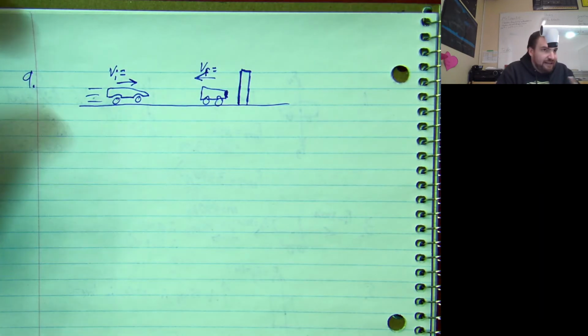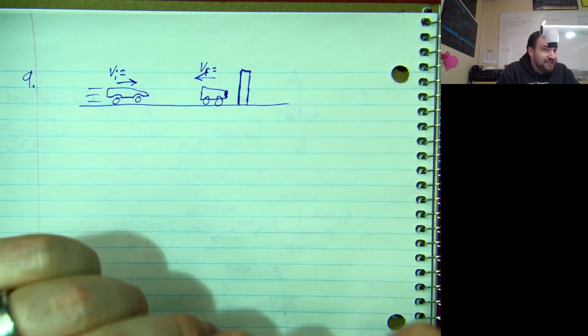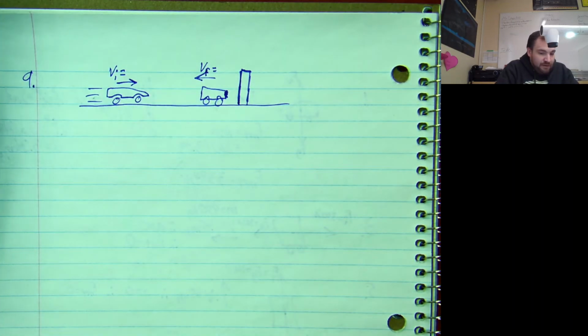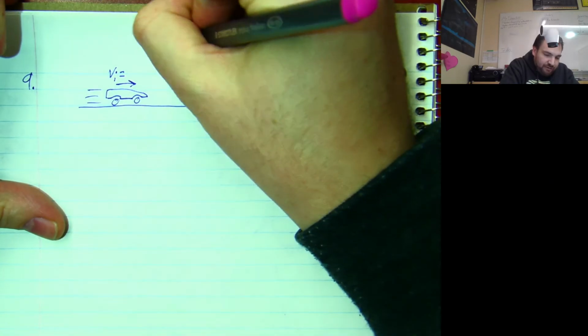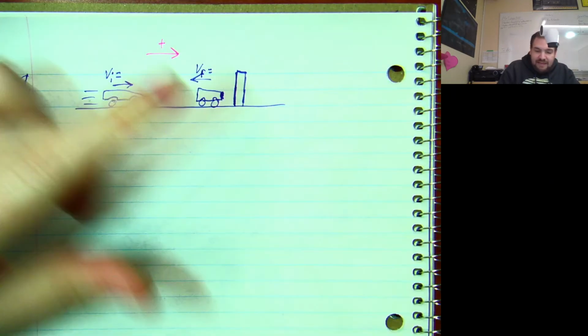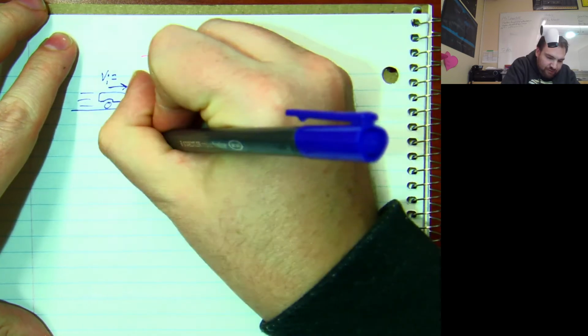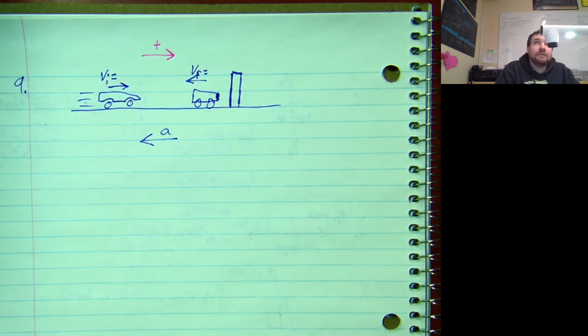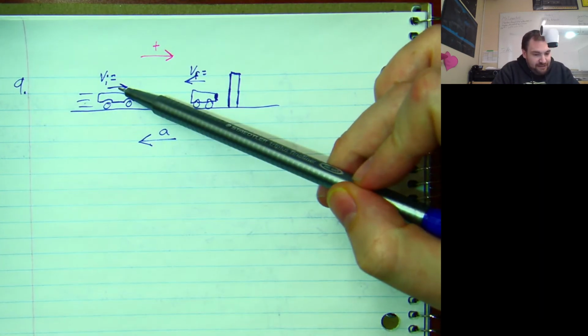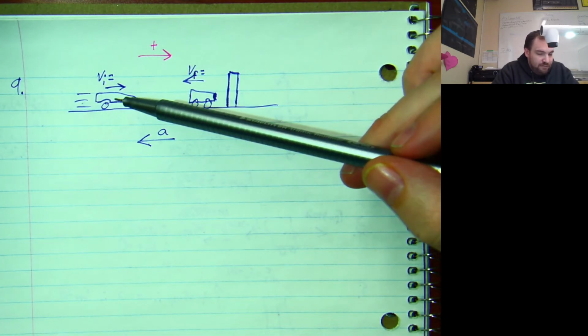We haven't declared anything to be positive or negative yet. Okay, Zaid, which way do you want to be positive? Okay, so if you're saying this direction here is positive, then this thing has to have an acceleration that way, because it went from an initial velocity to the right to a final velocity to the left.